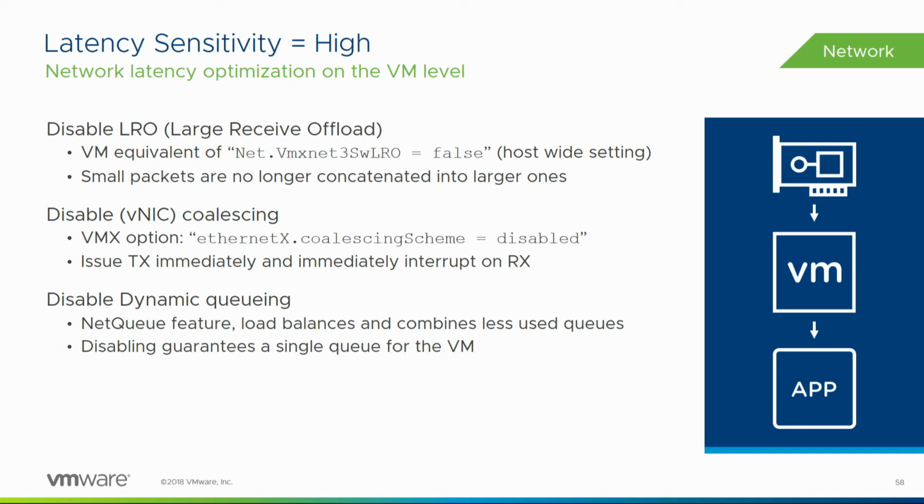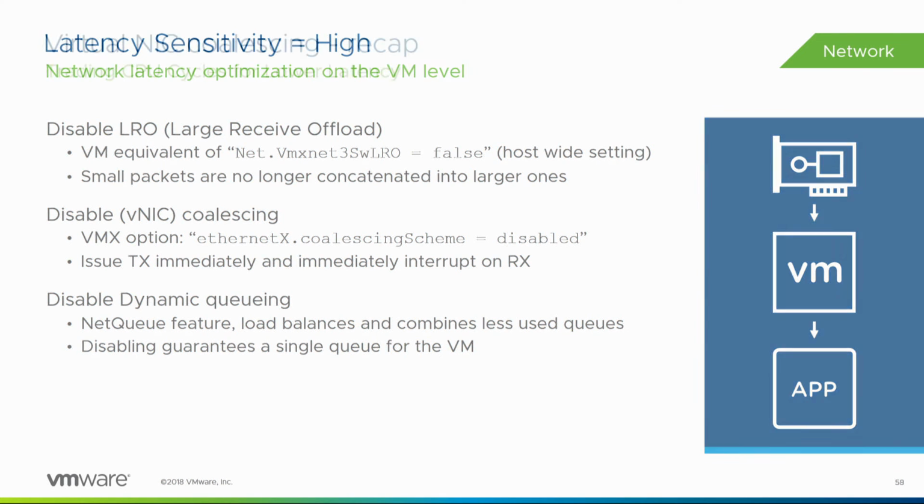NetQueue is a feature that does many things. One of them is called dynamic netqueue. Dynamic netqueue means that the hypervisor could share queues that are not heavily used. So if you have 8 queues, then the hypervisor could decide, hey, those 4 VMs use this one queue. That is disabled here because we want a dedicated netqueue for that VM, or for however many threads that VM is using. And that guarantees that. So this is completely disabled.